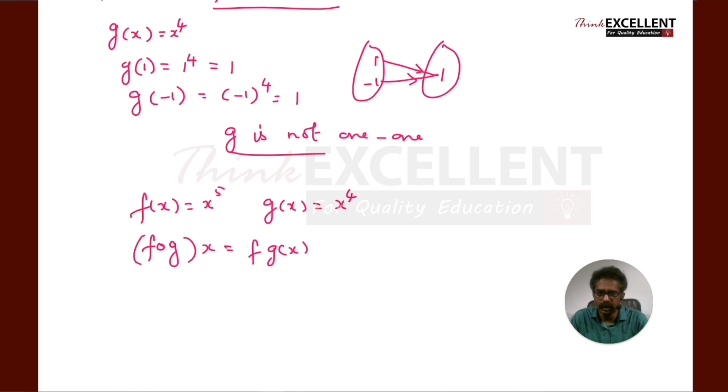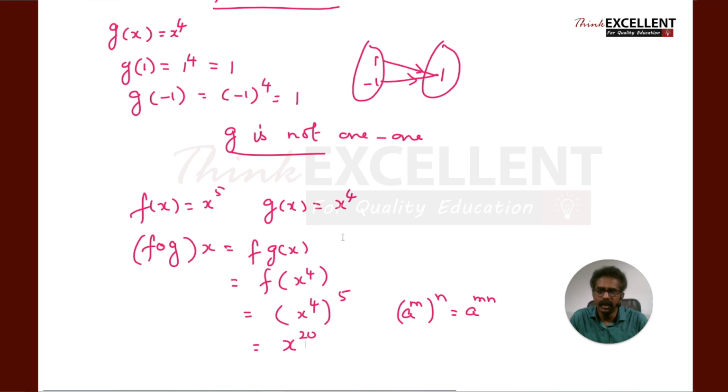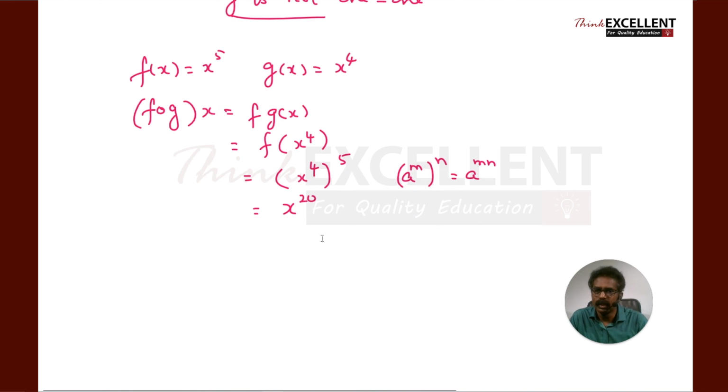That is f of g of x. What is g of x? x raised to 4. Put this value in f. What is f? x raised to 5. So here x raised to 4, the whole raised to 5. You know there is a formula: a raised to m, the whole power n. What's the answer? a raised to mn. So here you get x raised to 4 into 5. What is that? 20. So can you tell me, x raised to 20, is it 1 to 1 or not? What's the power here? The power is 20, right?